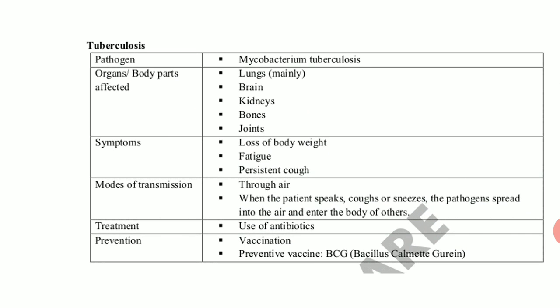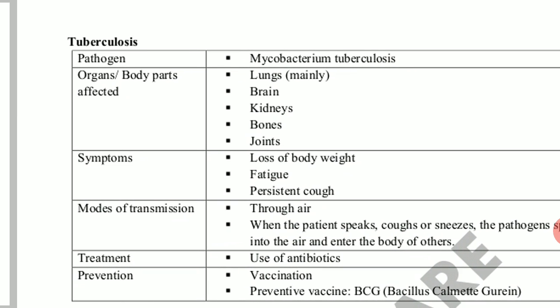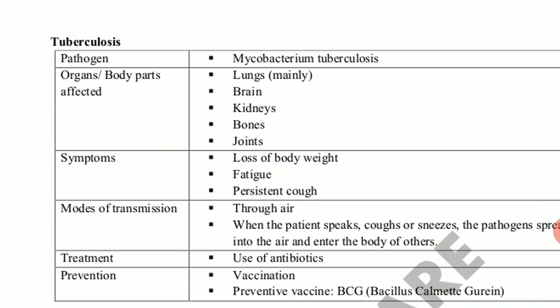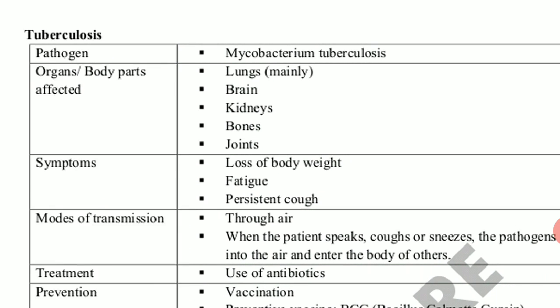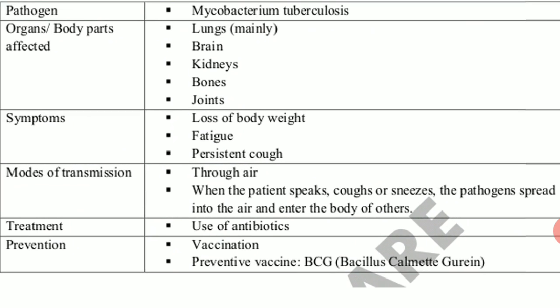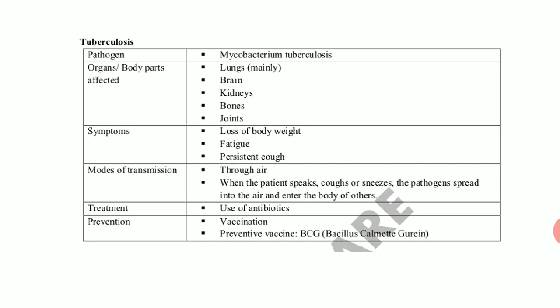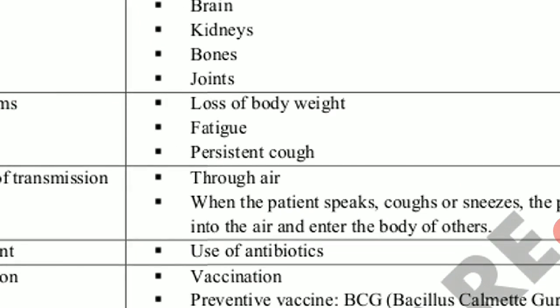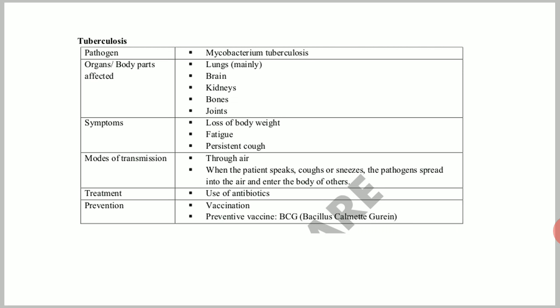Then the organs affected. It mainly affects lungs. It also affects brain, kidney, bones and joints. Mainly it is affecting lungs. That is why the patients will have persistent cough. Symptoms: loss of body weight, fatigue, persistent cough, continuous cough. These are the main symptoms of tuberculosis. Then mode of transmission I told you.